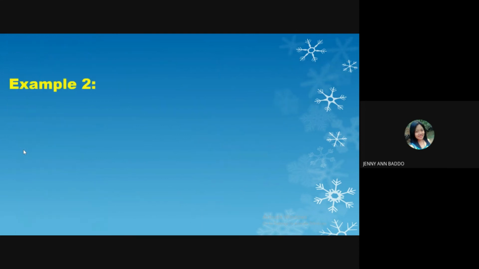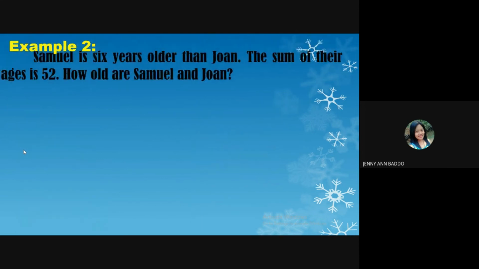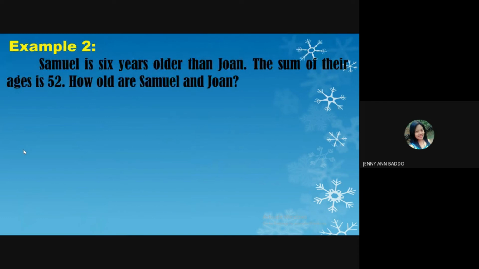Another example. Samuel is 6 years older than Joanne. The sum of their ages is 52. How old are Samuel and Joanne? So first, we have to let values for the given. Again, the last name mentioned is Joanne. Therefore, x is the age of Joanne.